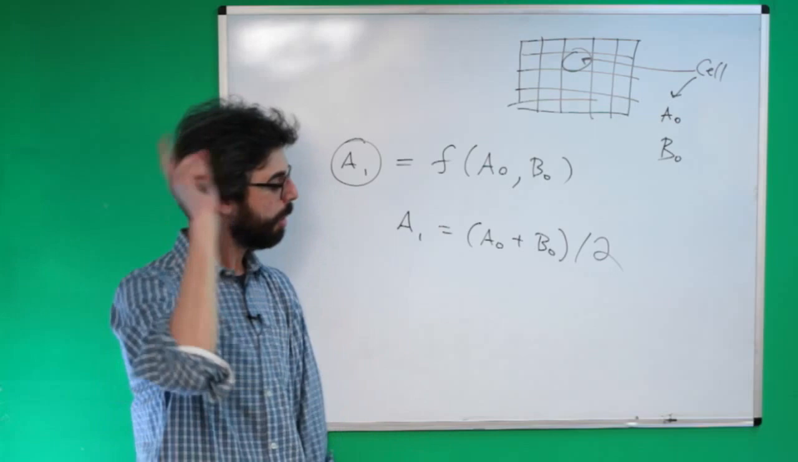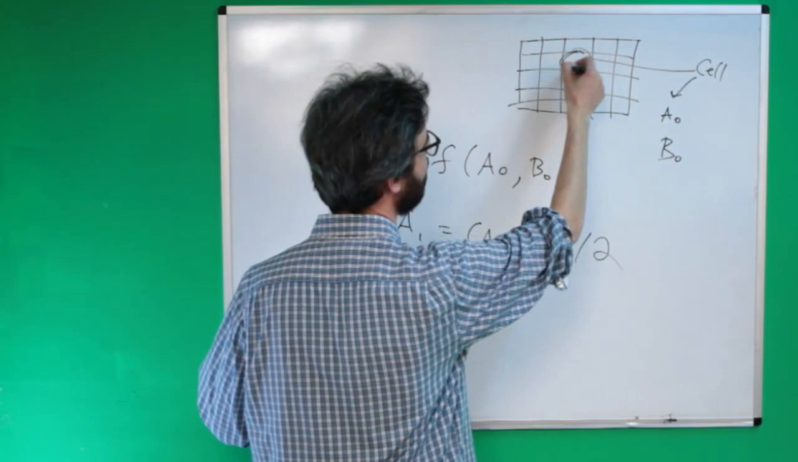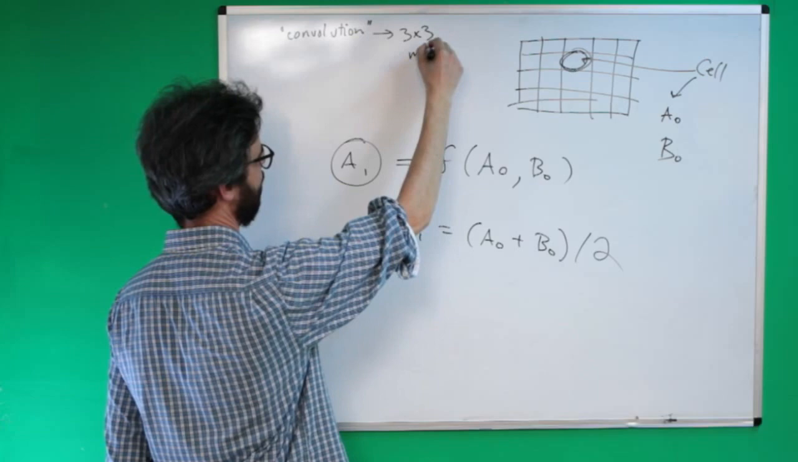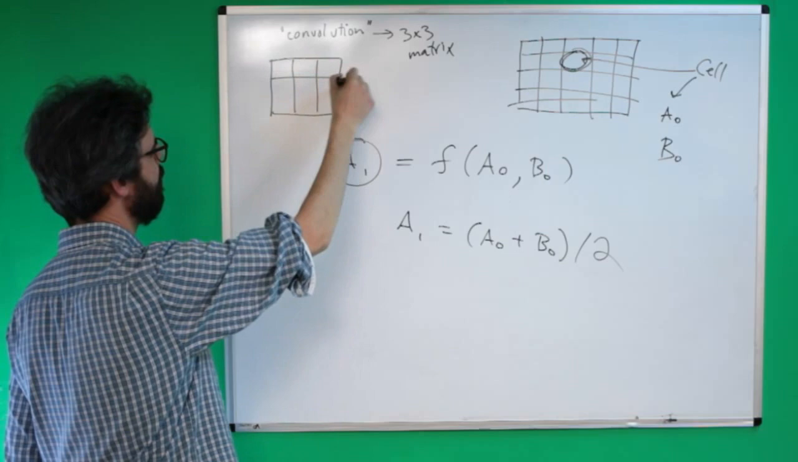The reason why there's more to it than this is because we have this scenario of an individual cell. We have to apply something called a convolution. I'm going to show you in a moment, it says a convolution of a 3x3 matrix. All this scary sounding stuff. So here is a 3x3 matrix, and this is a given cell.